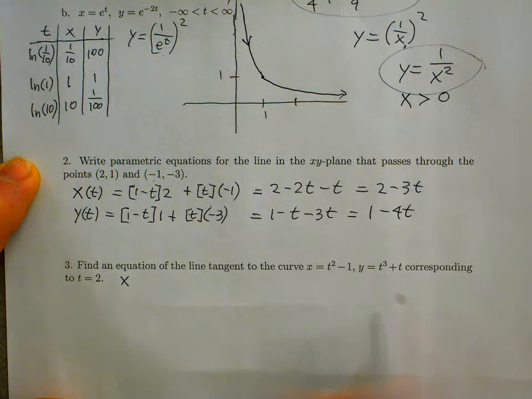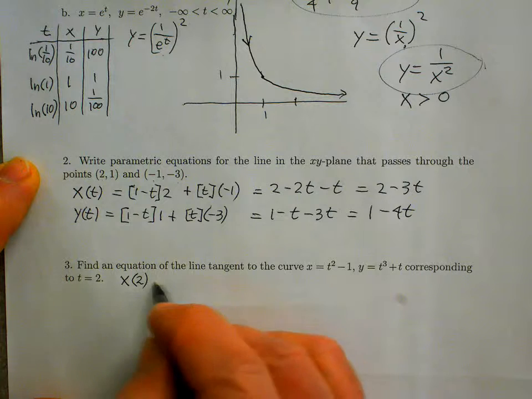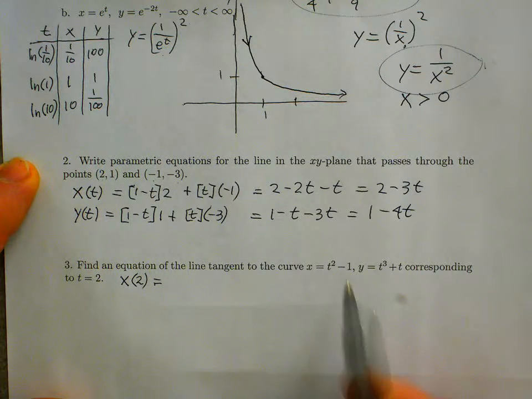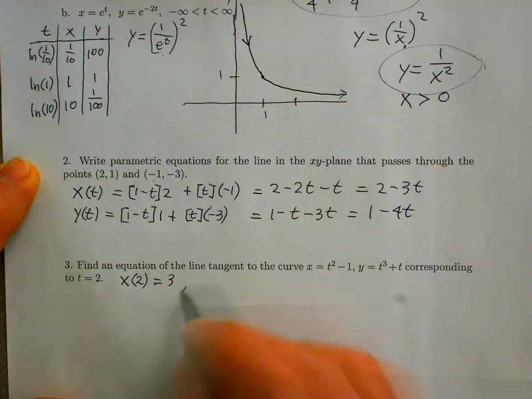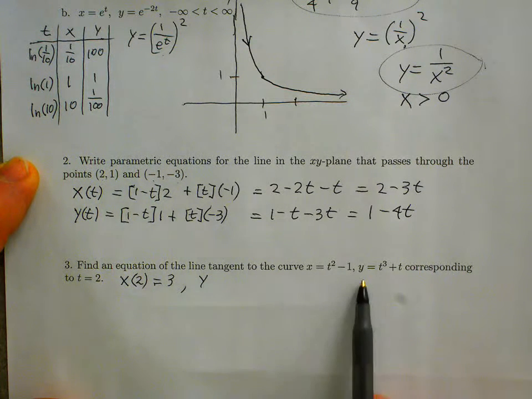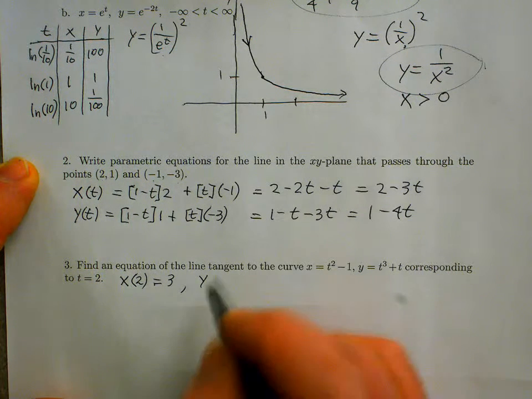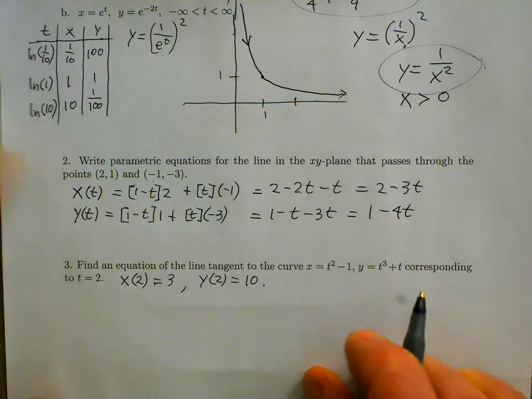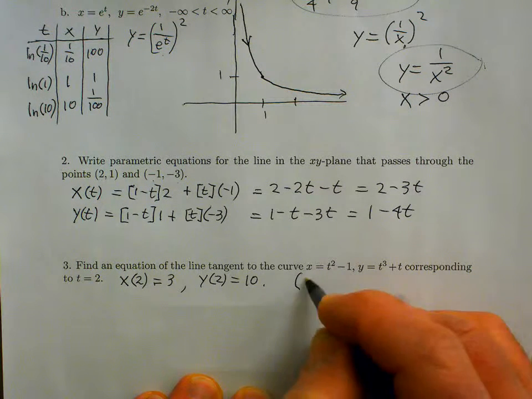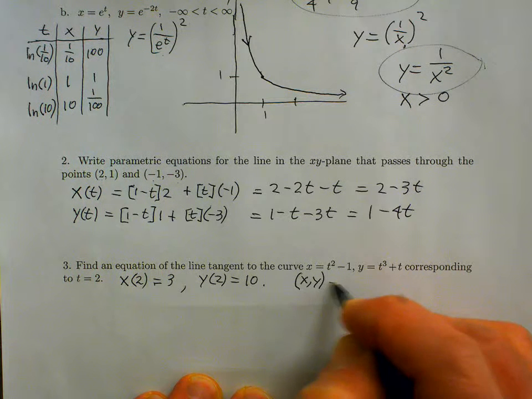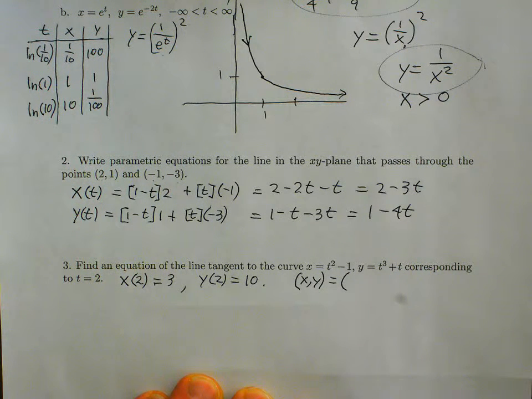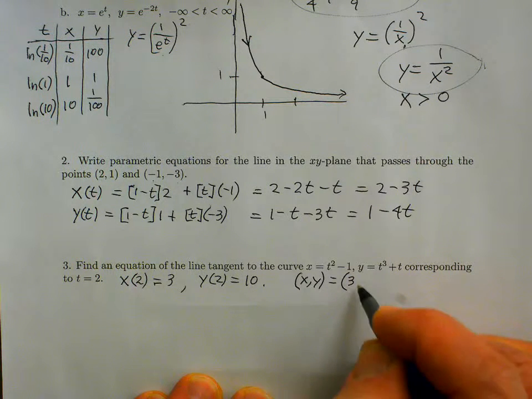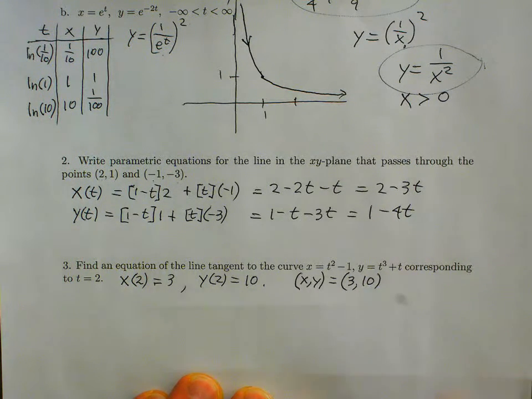So x is a function of t. We want to evaluate that function when t equals 2. So we get 2 to the second minus 1, or 3 for the x coordinate. And then evaluate the function y of t when t equals 2. And we get 2 to the third plus 2, which is 10. So the point on the curve through which the tangent line is going to pass is the ordered pair (3, 10) for x and y.